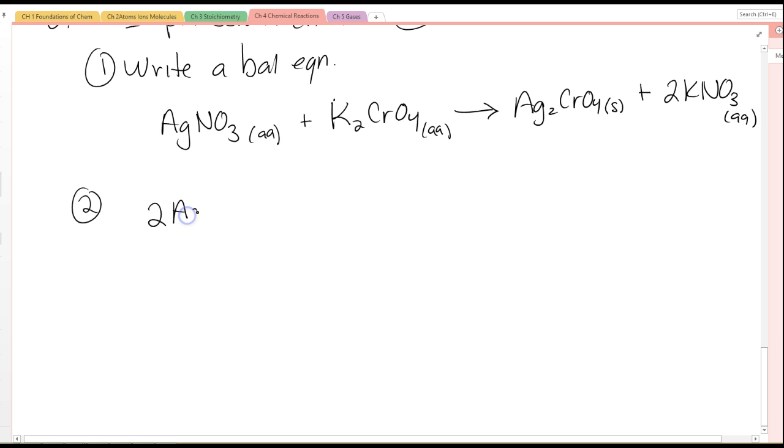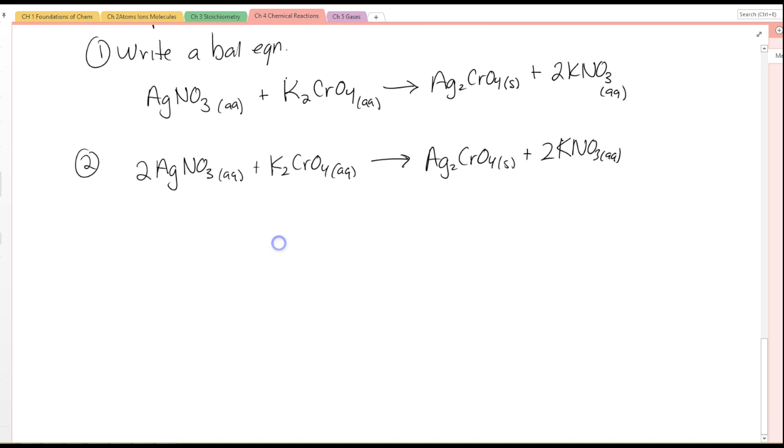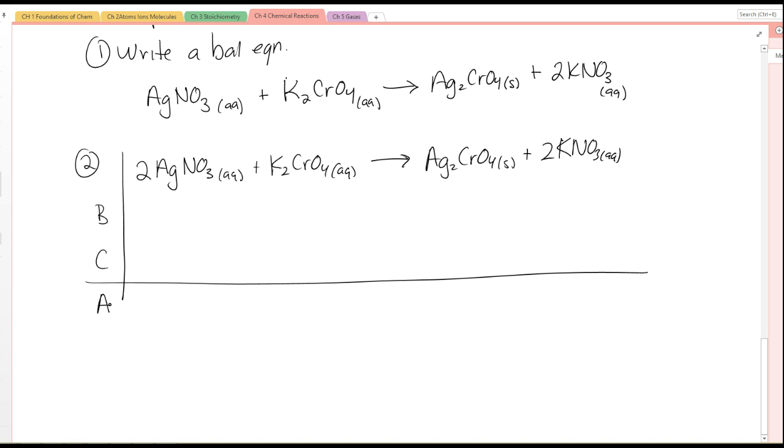So when I balance this, I get that 2 moles of silver nitrate, aqueous, plus 1 mole of potassium chromate, aqueous, yields 1 mole of silver chromate, solid, and 2 moles of potassium nitrate. That's my balanced equation. All right, so I'm going to do my BCA table, before, change, and after. And BCA tables, remember, have to be in moles. You can't just go straight to grams or leave milliliters.